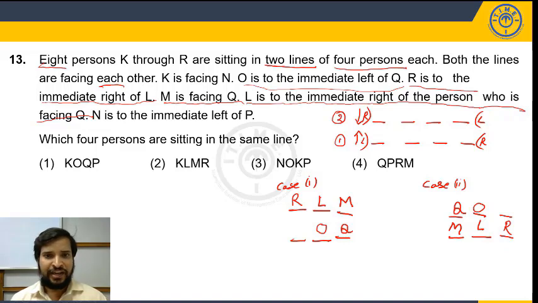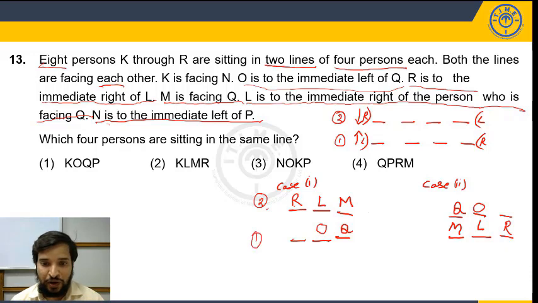Next, K is facing N. I don't know; it may be either right of or left of M. But the last one we have: N is to the immediate left of P, which means these two are adjacent persons. If you observe in case 1, in row 2 it is not possible to place the 2 persons. Why? Because in each row 4 people should be there, and already 3 people were arranged. So the 2 more people are possible in row 1. N sits immediate left of P, so P is immediate right of N.